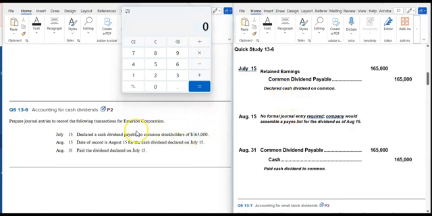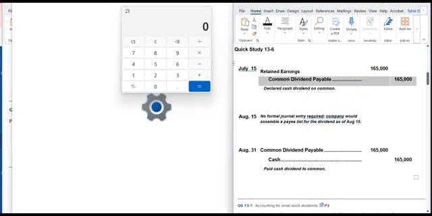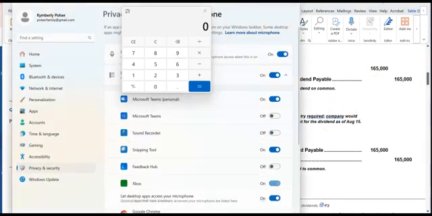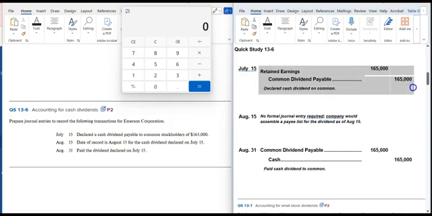$165,000. And this dividend is going only to common, so it makes it really easy for us. But we are going to credit common dividend payable. It's a liability for $165,000. Okay. Remember, we are using the company's profits to pay this dividend. So we are going to be decreasing retained earnings at the time of the declaration.